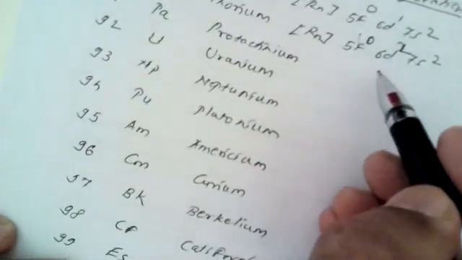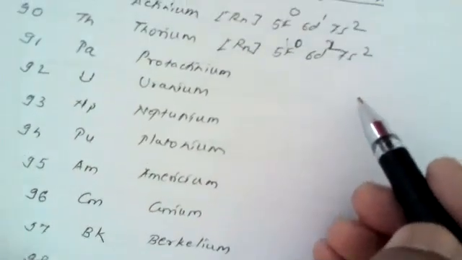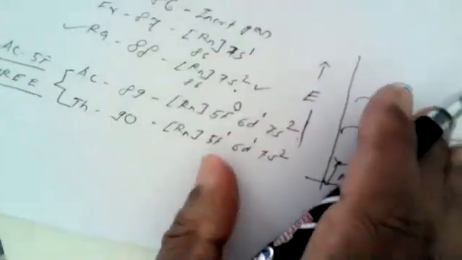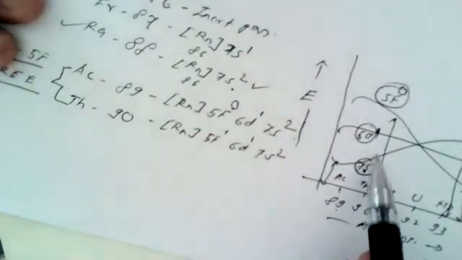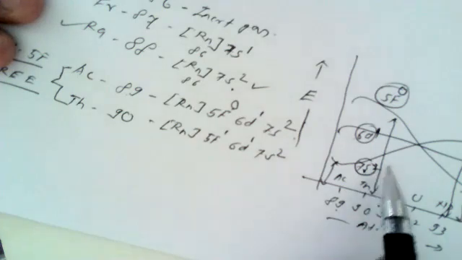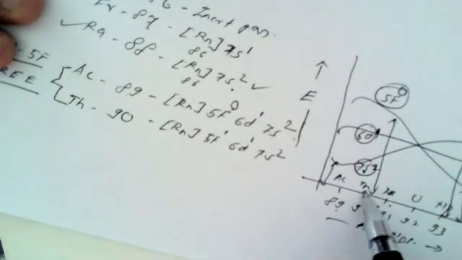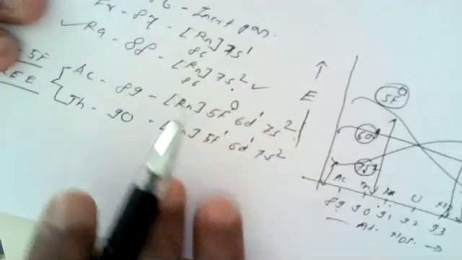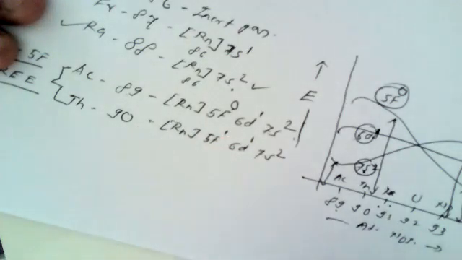So you have to write again 5f0 6d2 7s2. You have to write this 5f0 6d2 7s2. This can be shown from this energy level diagram, that after the 7s orbital is completely filled, the next electron at thorium enters into the 6d orbital. Now come to protactinium.